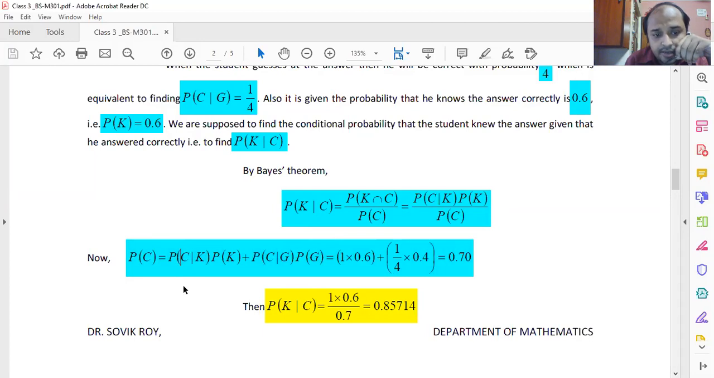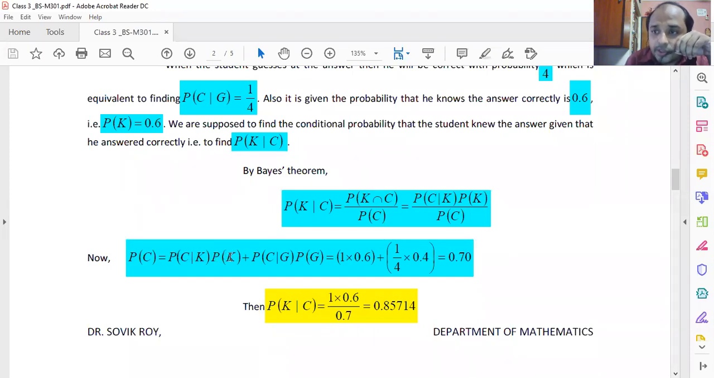The first half is the probability that the answer is correct given that the student knew the answer, times the probability that the student knew the answer, plus the probability that the answer is correct given that the student guesses, times the probability of guessing the answer. Now you see, the probability that the answer will be correct given that the student knew the answer is a certain event, and since it is a certain event, its probability is 1.